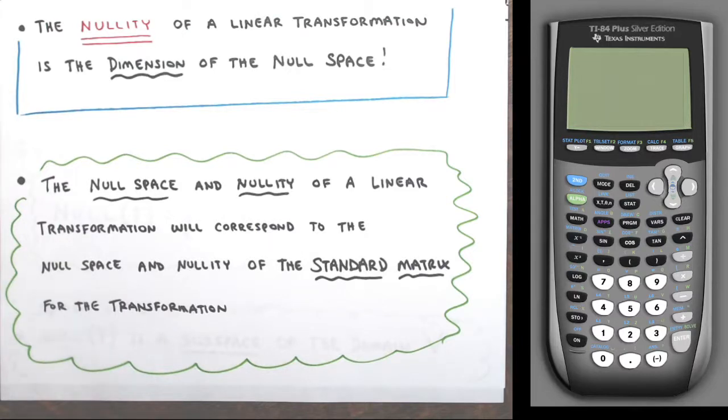So in these coming examples, I'll be giving myself a linear transformation. It's already linear, so I don't need to check that. I'm going to find the null space and nullity in one way, and then I'll find it another way by using the standard matrix and show you how they give you the same results.